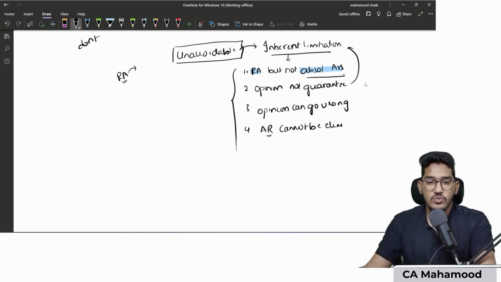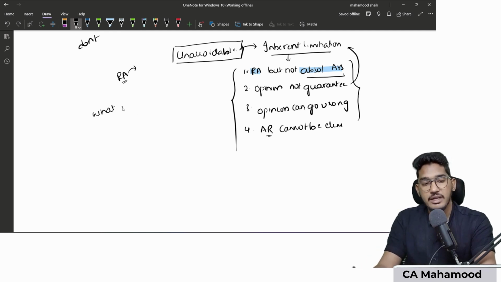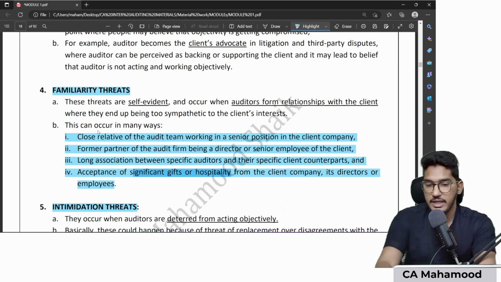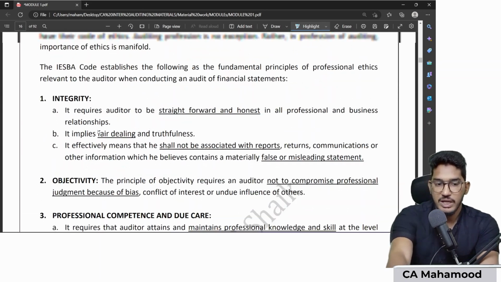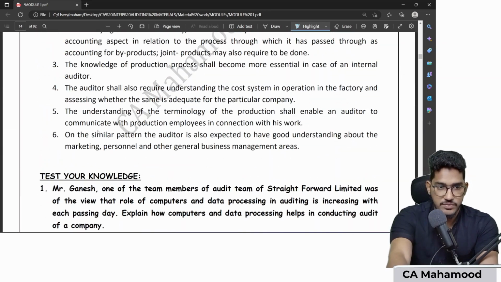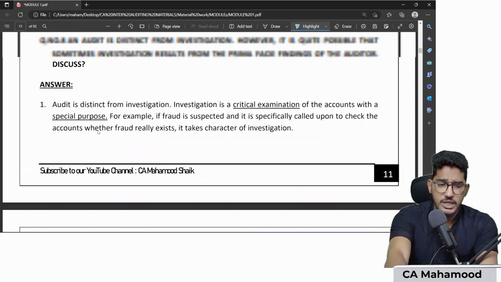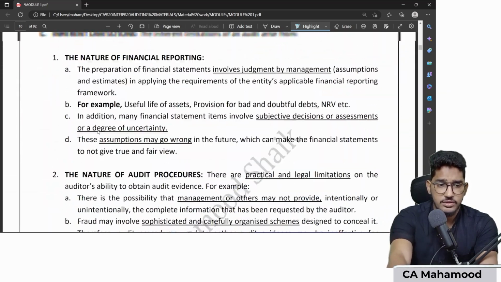So we understood the consequences of inherent limitations, but what are inherent limitations of audit? Inherent limitations are of four types. Let us try to understand those four categories, which we have given here in question number 7. Let us have a look at it.